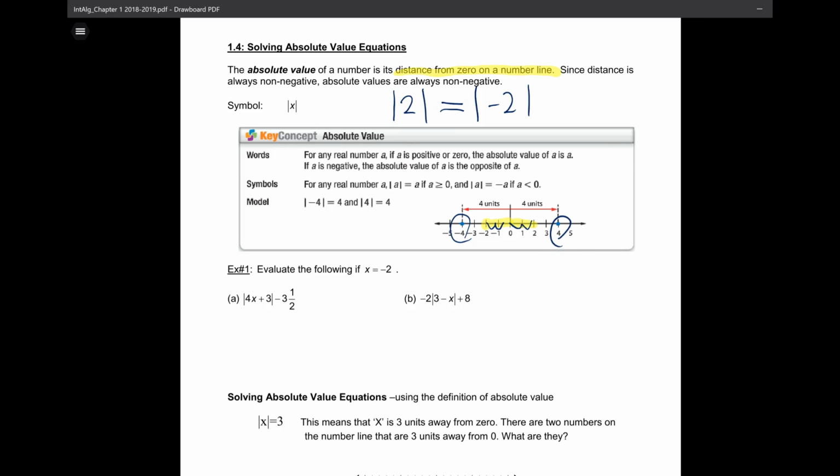So for any real number a, if a is positive or 0, the absolute value of a is a. If it's negative, it'll be the opposite of a. All that means is if it's on the left side of 0, on the negative side of the number line, you take the absolute value, it turns it positive. So just remember that absolute values are always non-negative, aka they're always positive.